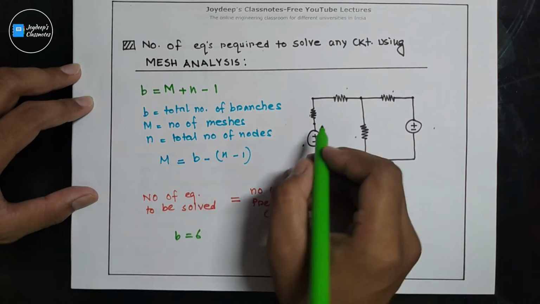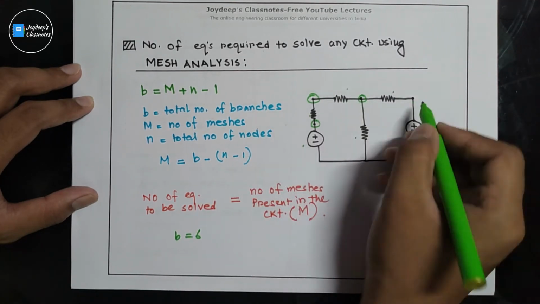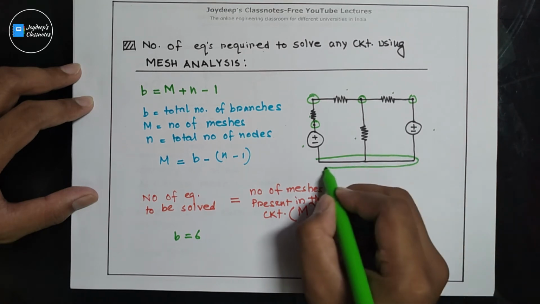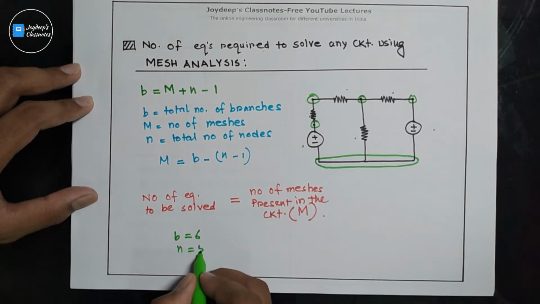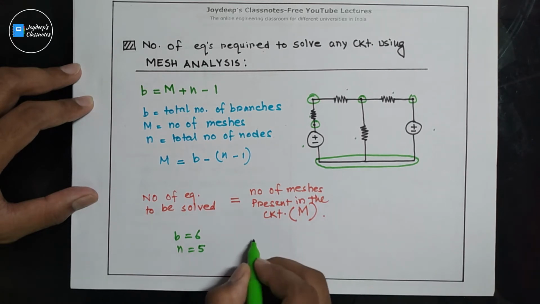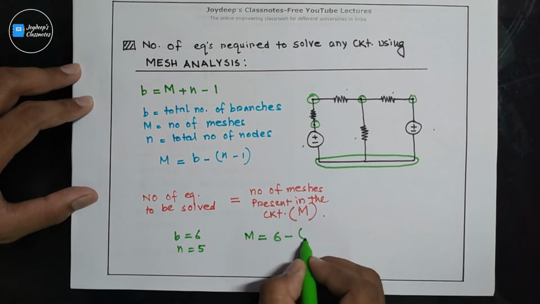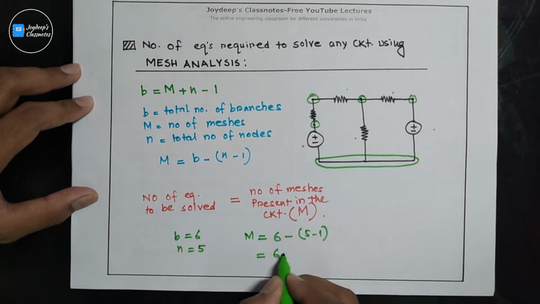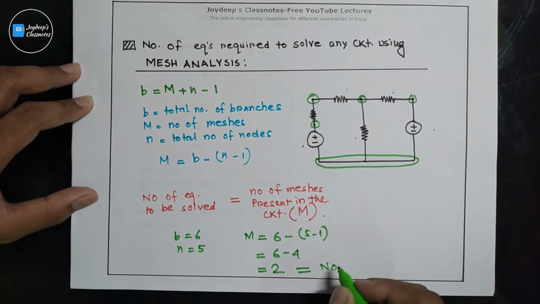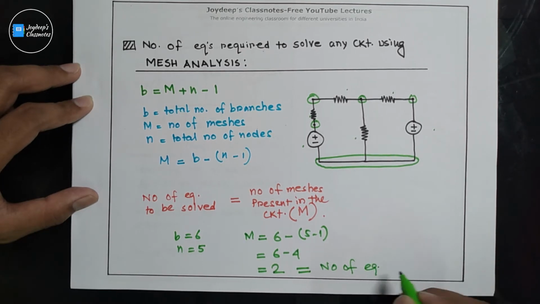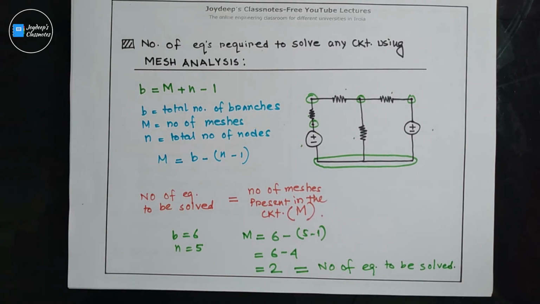What about N? Node 1, 2, 3, 4, and this entire thing is 5. So N is equal to 5. So M becomes 6 - 5 + 1, which is 2. This is the number of equations to be solved. And if you don't know what a node and a branch are, we have already discussed them in the previous video, so I recommend you watch that video. You can find it in the I button.